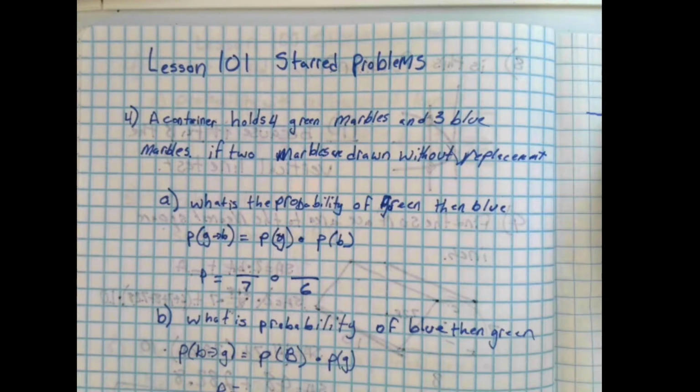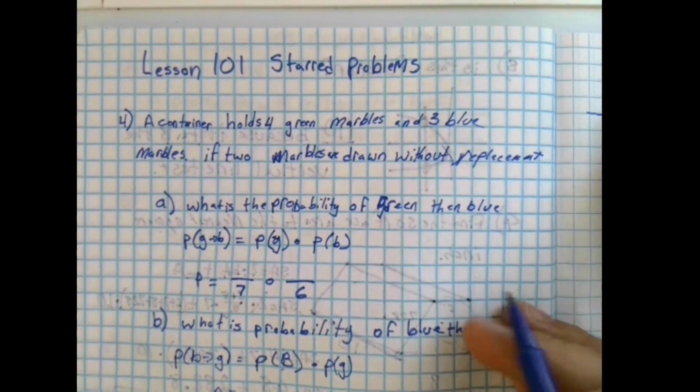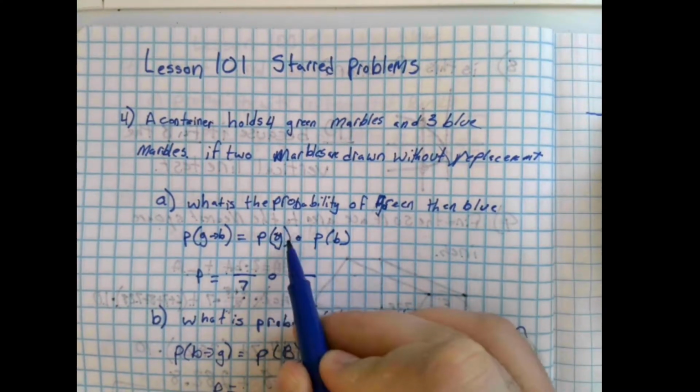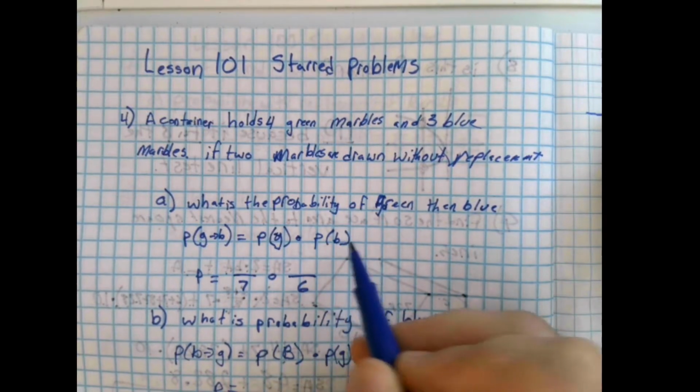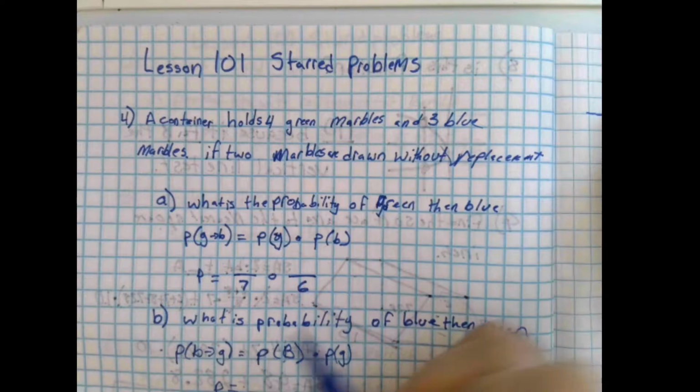The first starred problem is question number 4. Question number 4 says a container holds 4 green marbles and 3 blue marbles. If 2 marbles are drawn without replacement, A, what is the probability of green and then blue? Well, green and then blue means we need to find the probability of getting a green and then multiply by the probability of getting a blue, keeping in mind that we've taken out a green marble first.